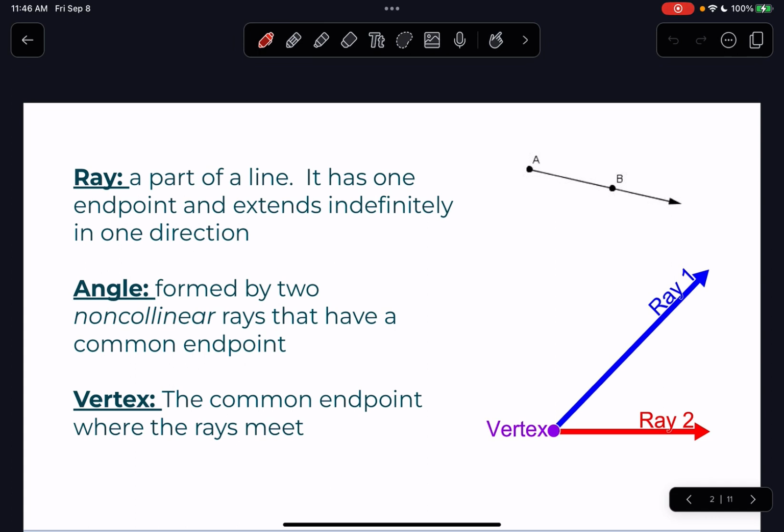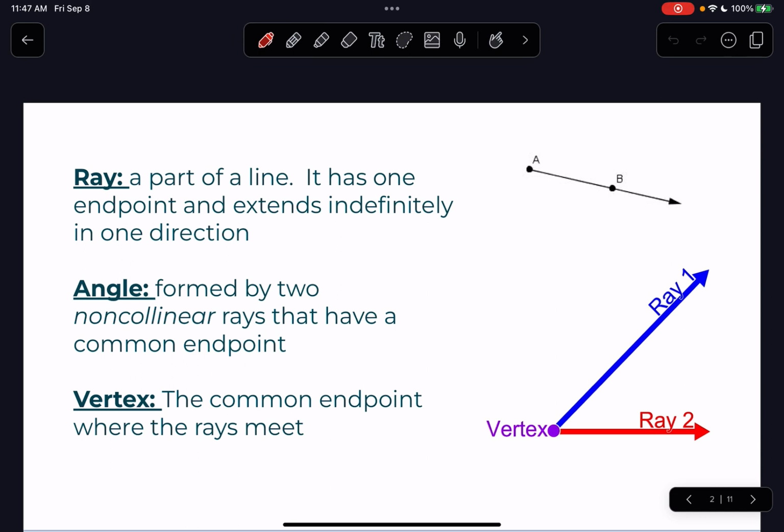An angle is formed when we have two non-collinear rays that share an endpoint. Remember, non-collinear means that they are not on the same line. So two different rays that are not part of the same line that share an endpoint. So if you look at that example on the right, we have two rays, ray 1, which is blue, and ray 2, which is red, and they are meeting at an endpoint.